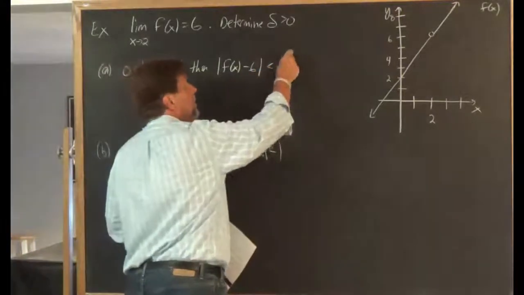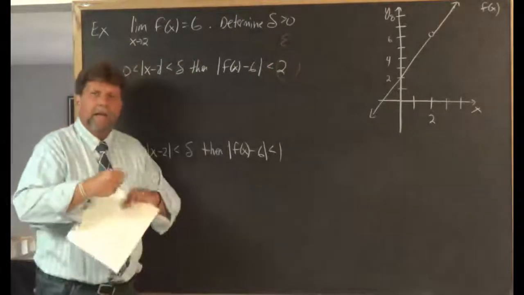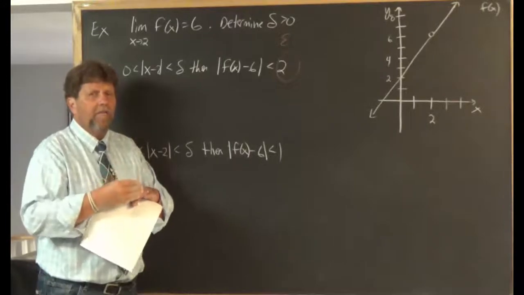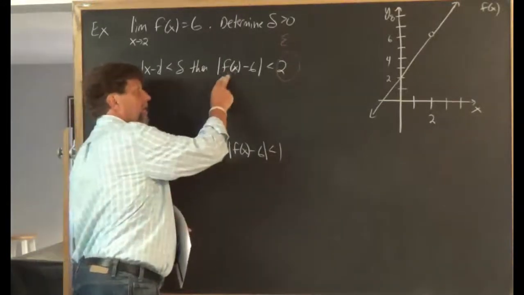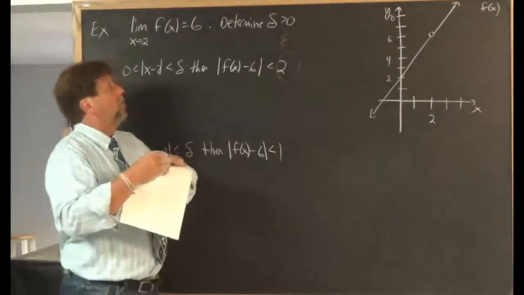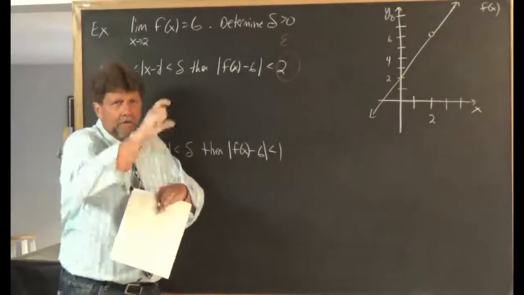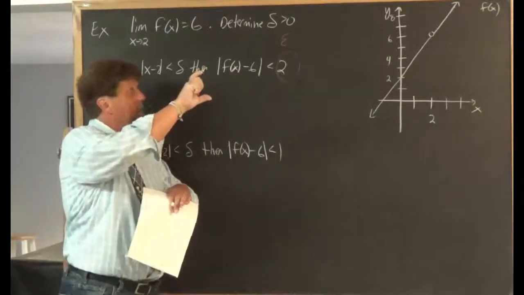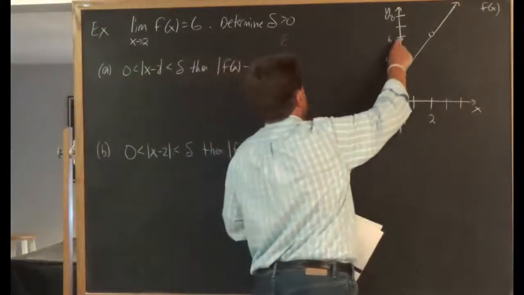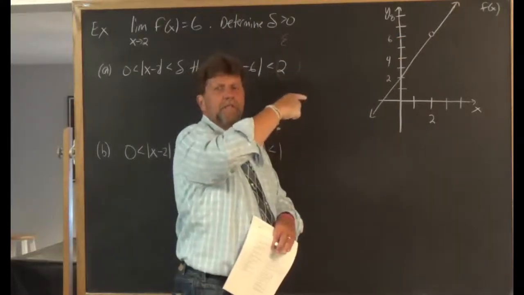This 2, that's an epsilon that someone has given. And that absolute value statement is saying they want all function values minus that limit 6, they want it to be within 2 units of 6. So they're telling a region around that limit of 6. So I come over here and I look at 6. And it's like, okay, they're saying they want to be within 2 units of 6.